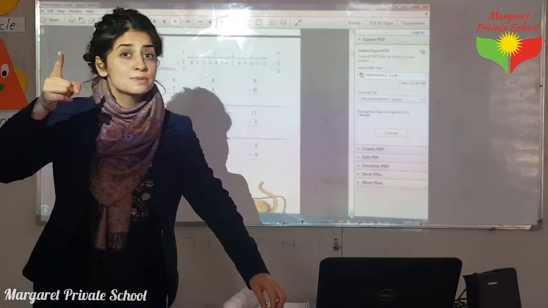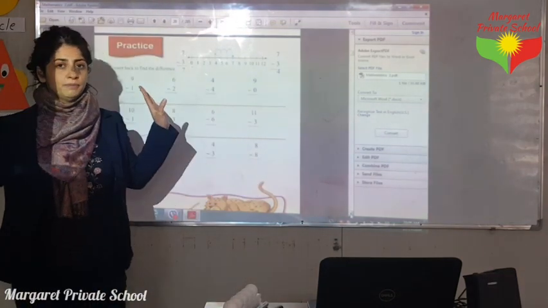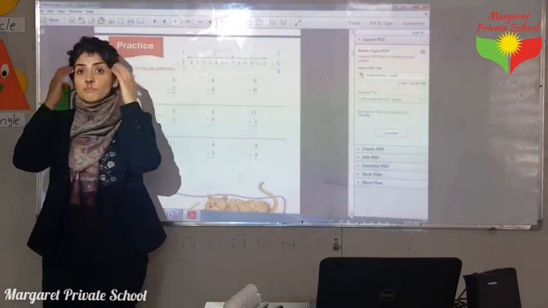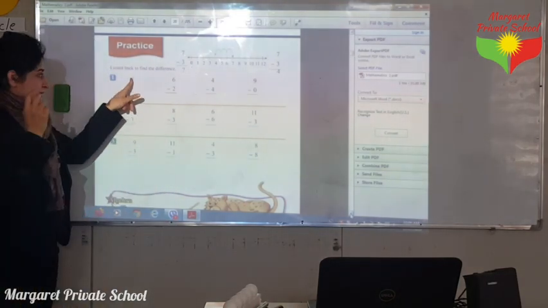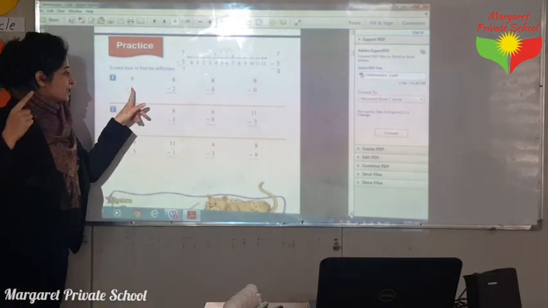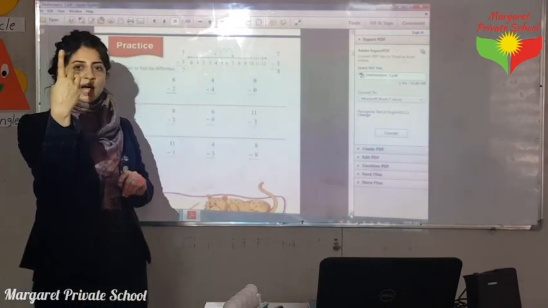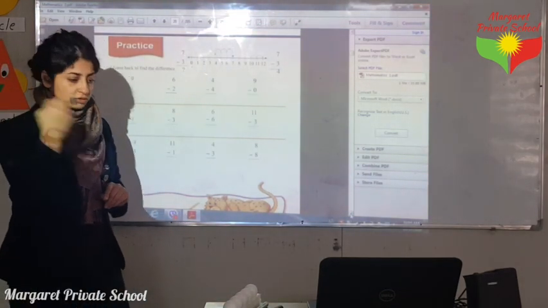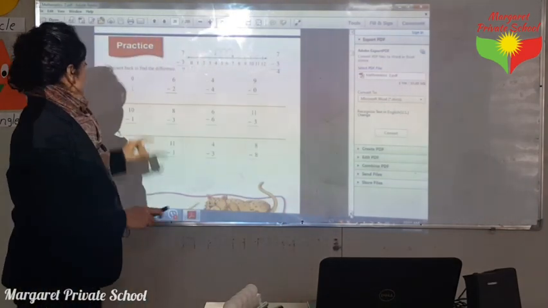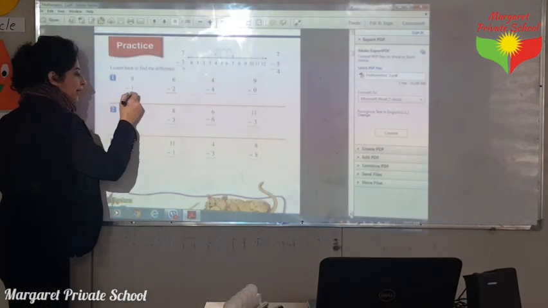We must use this method. 9 from brain. The first number from brain, and the second number from hand. Before 9, we have 8. So, 9 minus 1 equals 8.